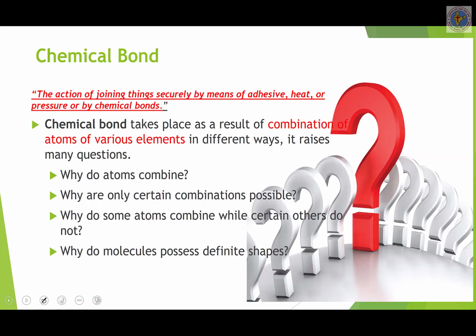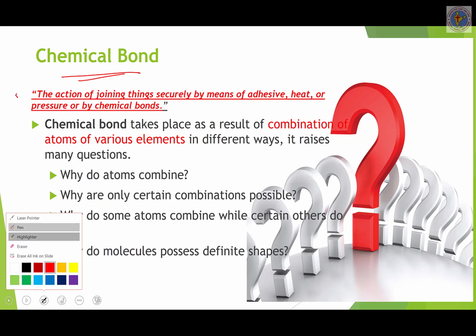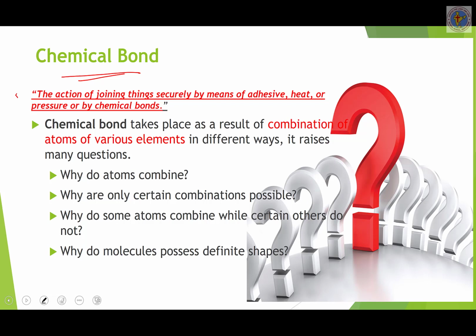Now let us know about chemical bond. Children, if somebody asks you what do you mean by bond, what will be your answer? Simply, a bond can be defined as the action of joining things securely by means of adhesive, heat, or pressure, or by chemical bonds. Adhesive means sticky substance. So bonding can be simply defined as the action of joining things.